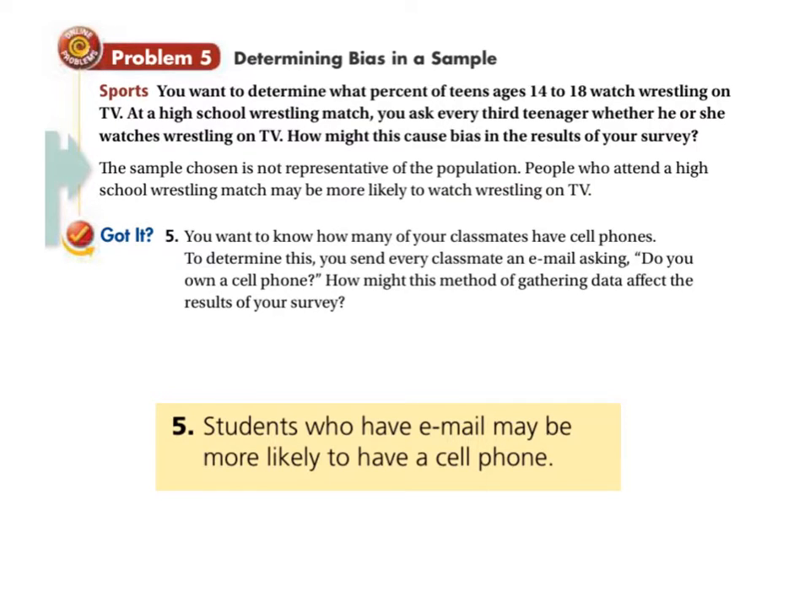Number 5, you want to know how many of your classmates have cell phones. To determine this, you send every classmate an email asking, do you own a cell phone? How might this cause bias in the survey? Students who have email may be more likely to have a cell phone, maybe. Any number of things. They're more likely to get it quicker and be able to answer you, especially if you're only collecting for a certain amount of time.